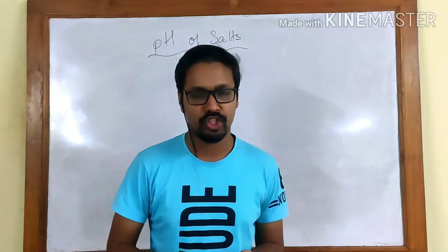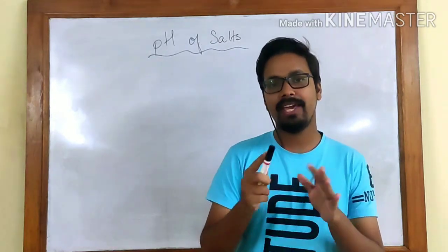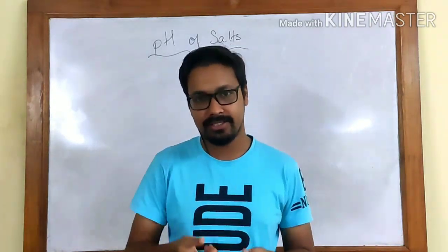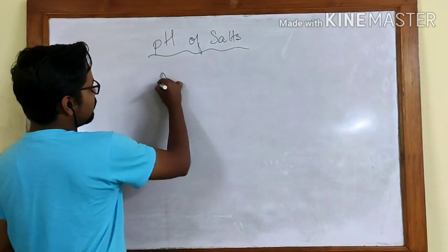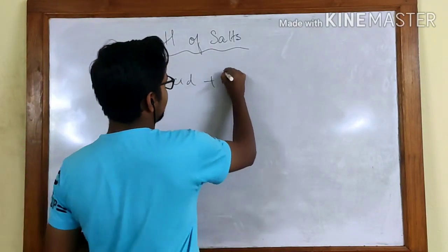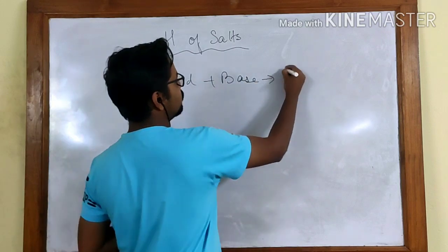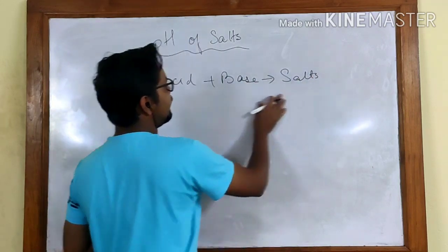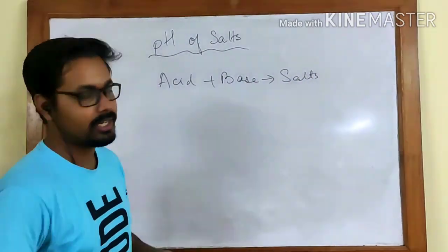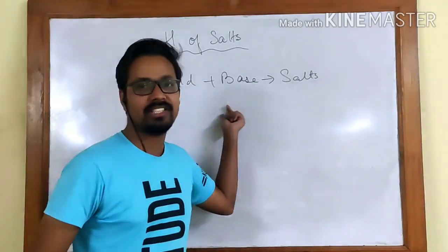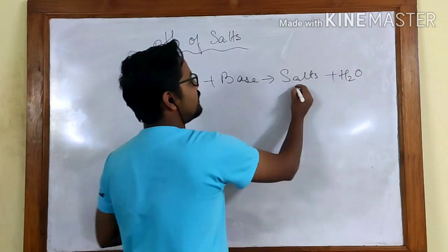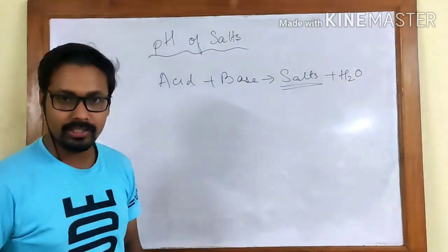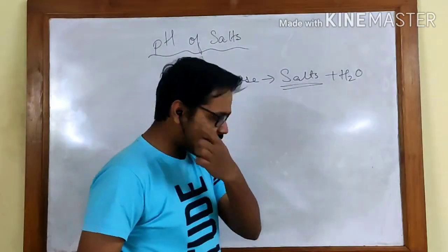So let us begin our discussion with the pH of salts. Now pH of salts, as I mentioned earlier, is neutral. So pH of salts is neutral because it forms from acid and base. So acids and bases react together to form salts, and this sort of reaction is called a neutralization reaction, where the acidic and the basic components neutralize each other to form salt and water. Okay, so this salt is neutral as we have studied earlier, but there is a catch to this.